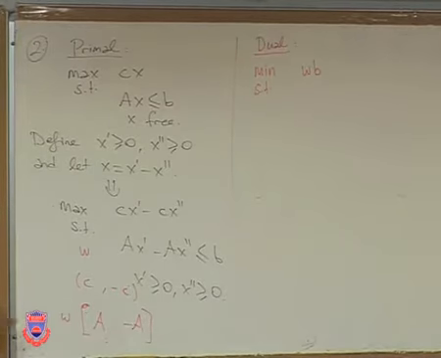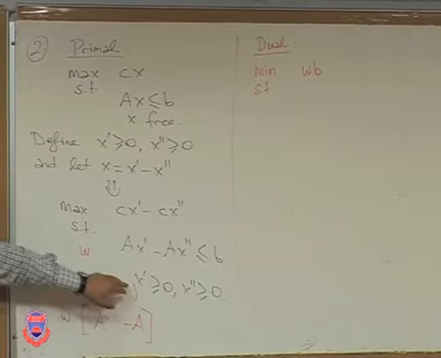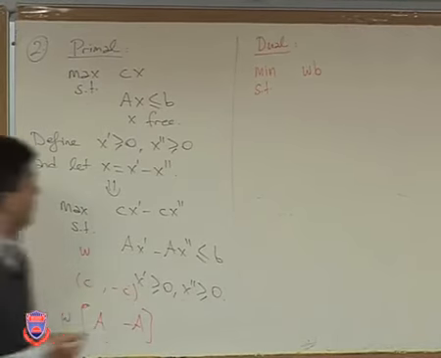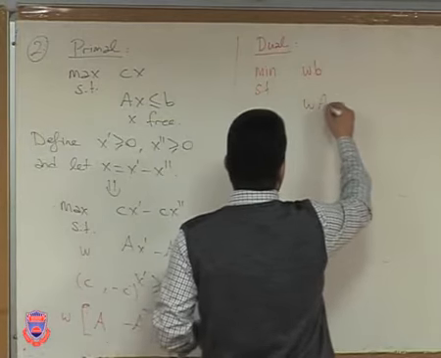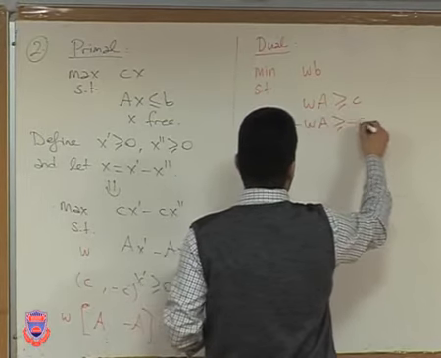Okay, so as a result, W times A is greater than or equal to C, and W times minus A is greater than or equal to minus C. So I have two constraints: WA is greater than or equal to C, and minus WA is greater than or equal to minus C.